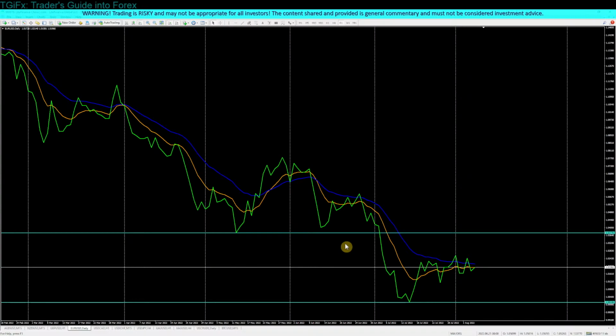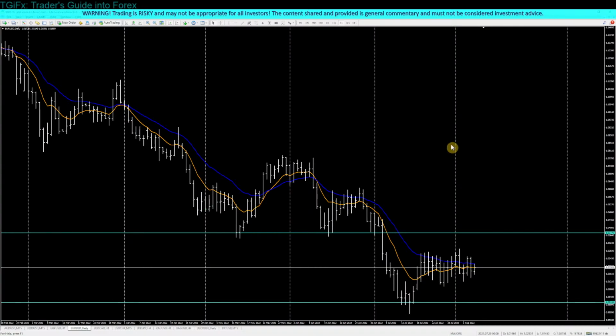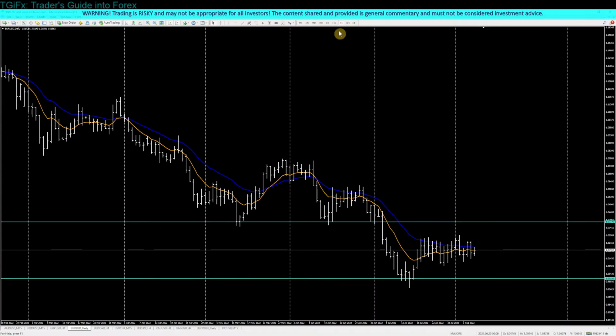So, ibig sabihin, naka-stand pa rin yung bias ko for a sell. Nga lang, kung maalala nyo, hindi tayo makahanap ng entry price from last week. Ito, hindi ko talaga din naman siya ginalaw na.